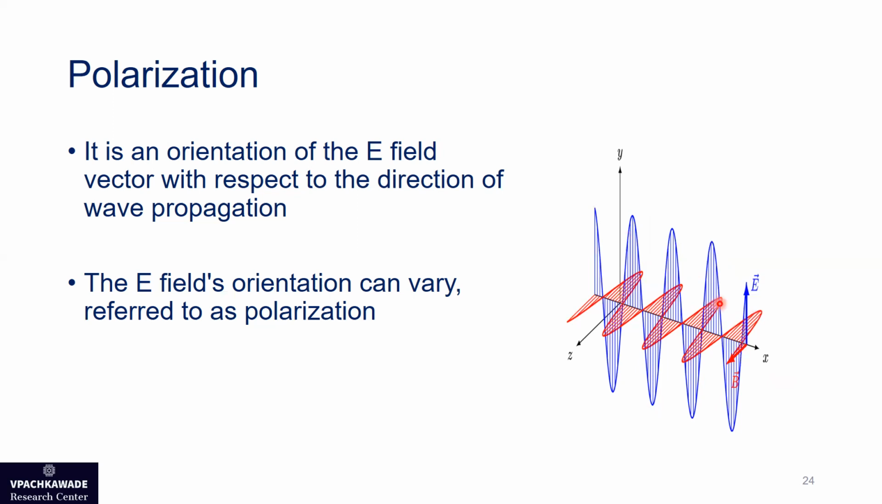This E field orientation can vary. It could be in the Z direction, it could be in the X direction. So we look at the waveform and see in which direction the E field is pointing, and that is called polarization.